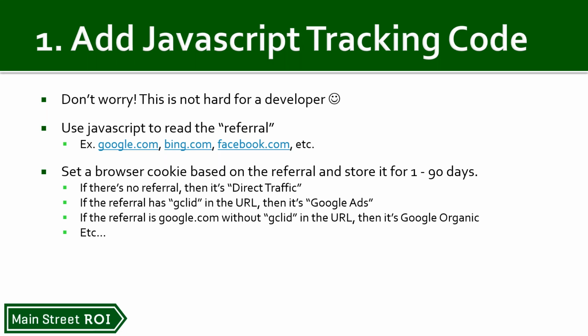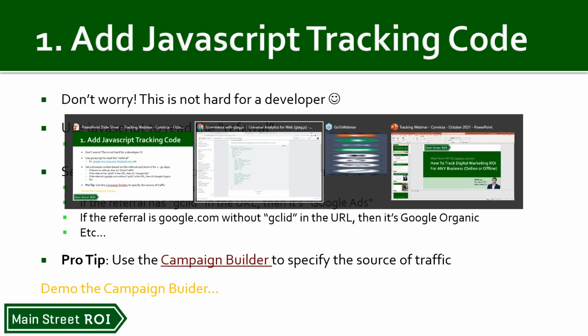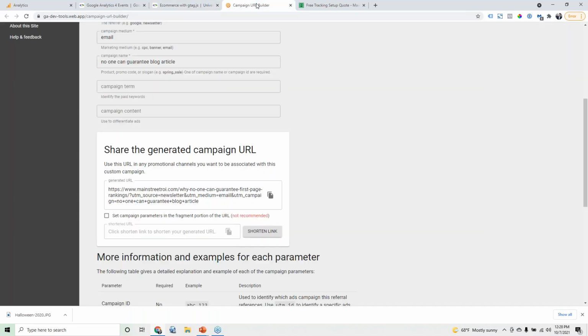And then you could set this up as in-depth as you want by just reading what the referral is. Again, if it was facebook.com, that would be social media, twitter.com, Instagram. So wherever that traffic came from, you're going to set that cookie. And a tip here is going to be using the campaign builder so you can specify the source of traffic. So let me show you that.